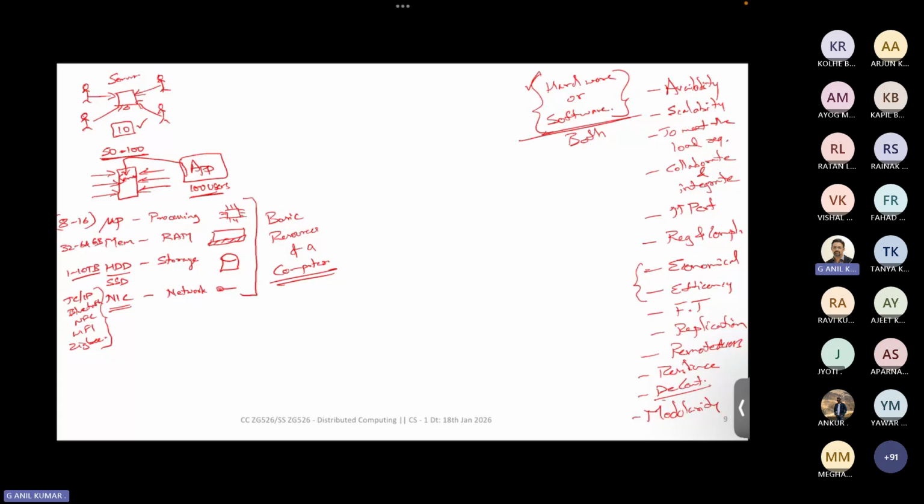This is my case one. This is my case two. Let's assume the number of users started increasing to 1,000. Is my system still good enough to go ahead? No, we need to scale up. What is the solution that I had?